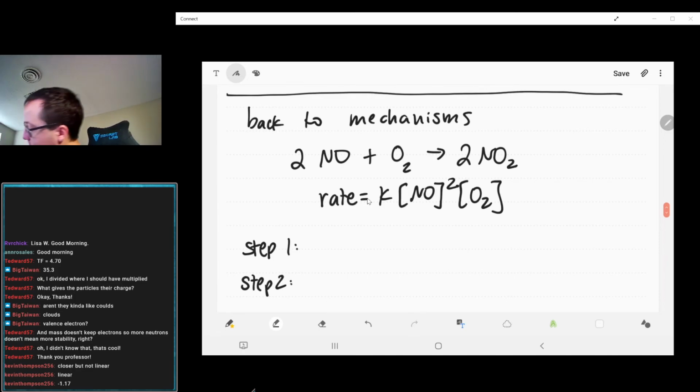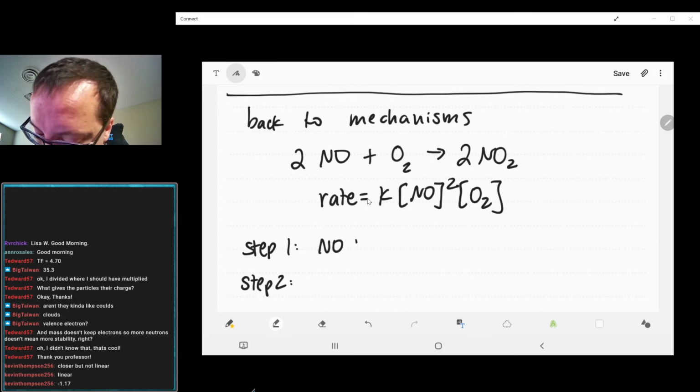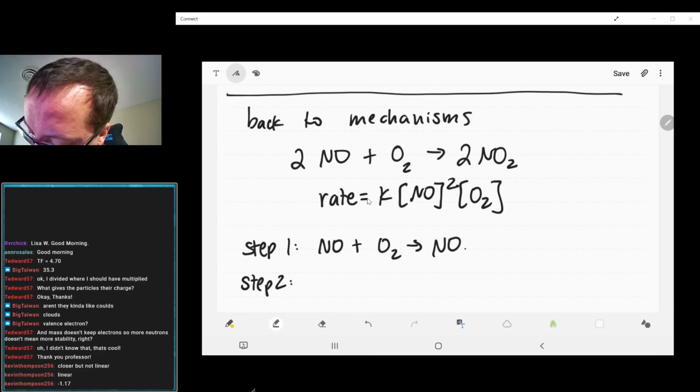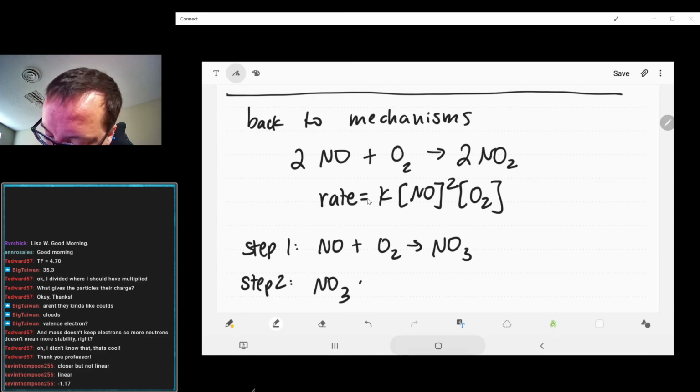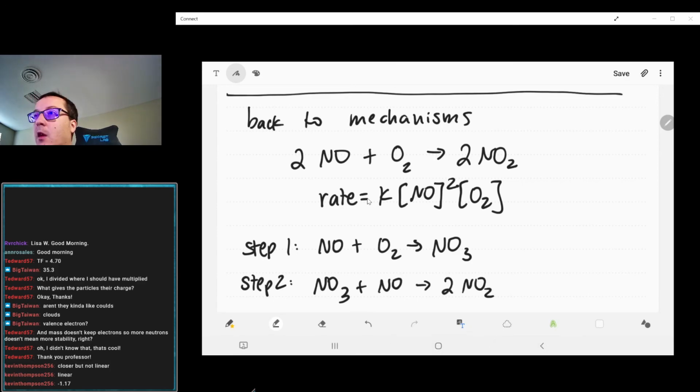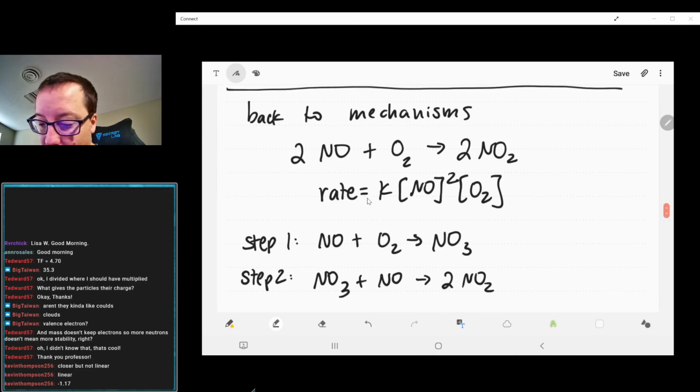Step 1 is proposed as being NO plus O2 turns into NO3. And then step 2 would be NO3 plus NO turning into our product. Notice we would have the intermediate of NO3 in this case. But look, we have entirely bimolecular reactions. So that's already a good thing, right? And it's proposed that, or rather, we have to work with this.